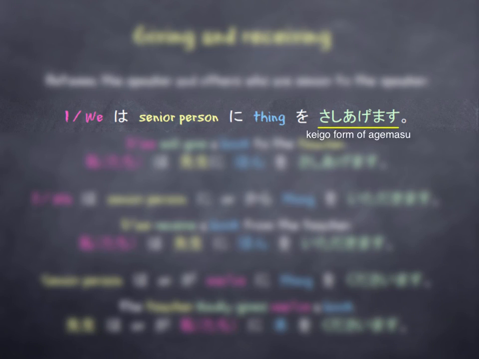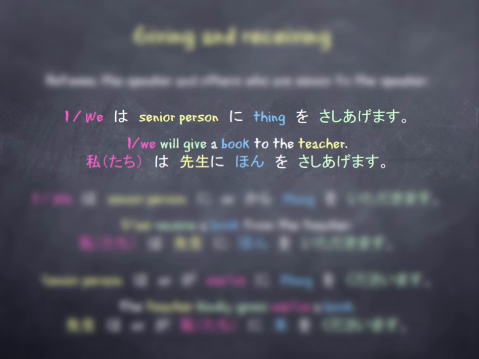So it's relatively the same as what we've seen in the past few slides, but we are changing our verb once again. In this case, it's sashiagemasu, which is a more polite or keigo version of the verb agemasu. So for example, I or we will give a book to the teacher. Watashi tachi wa sensei ni hon o sashiagemasu.